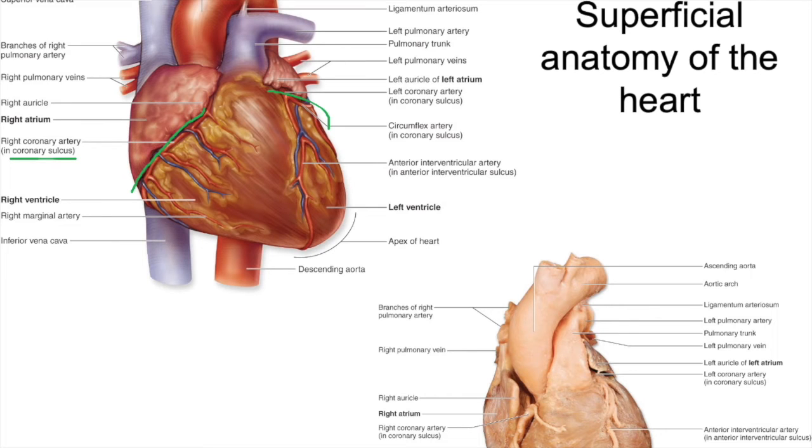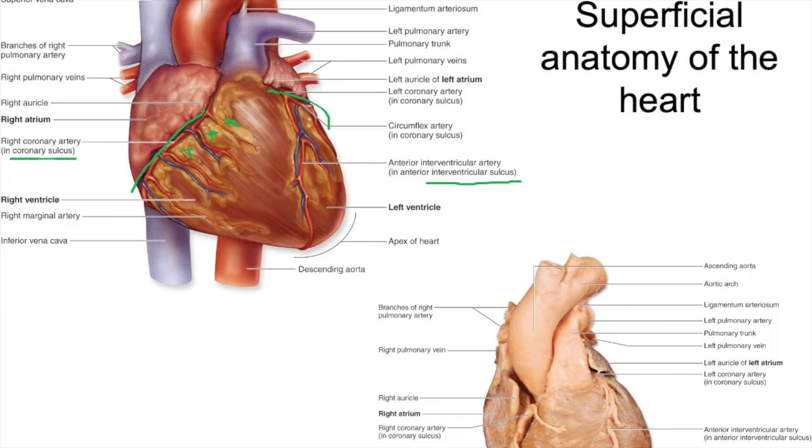And they're usually covered within fat. We can see these fatty deposits, so they're a little hard to see, but we've drawn them here with the fat removed. So that's our coronary sulcus. We can see that our coronary arteries are found within that sulcus.